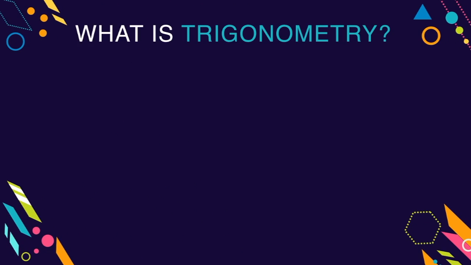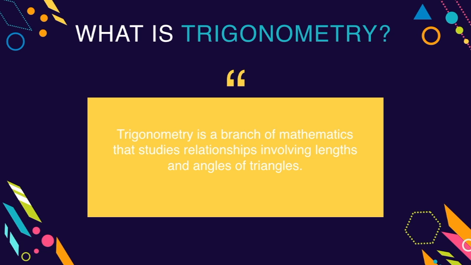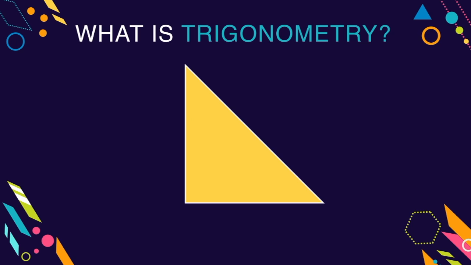First, what is trigonometry? Trigonometry is a branch of mathematics that studies relationships involving lengths and angles of triangles. In other words, trigonometry is a system that helps us to work out missing sides or angles in a right-angled triangle.